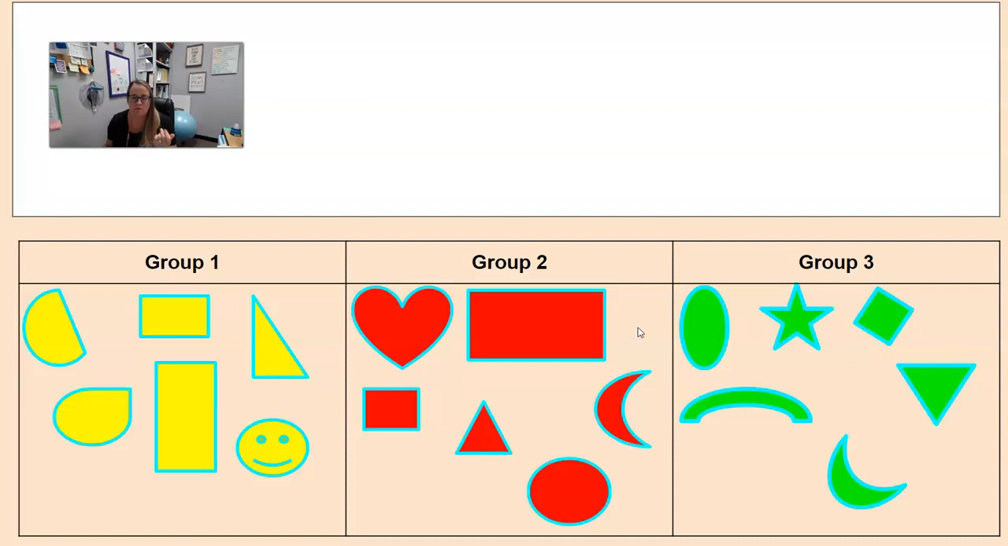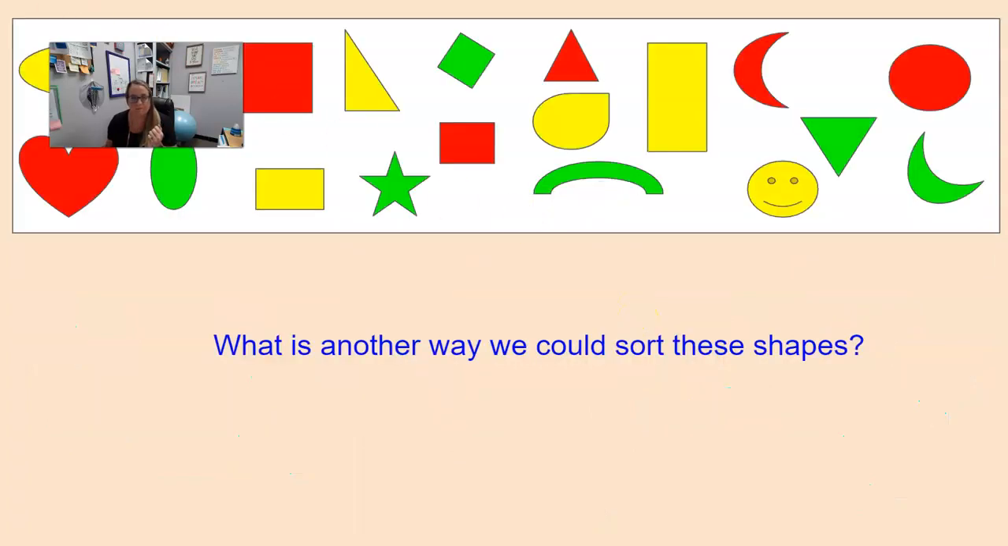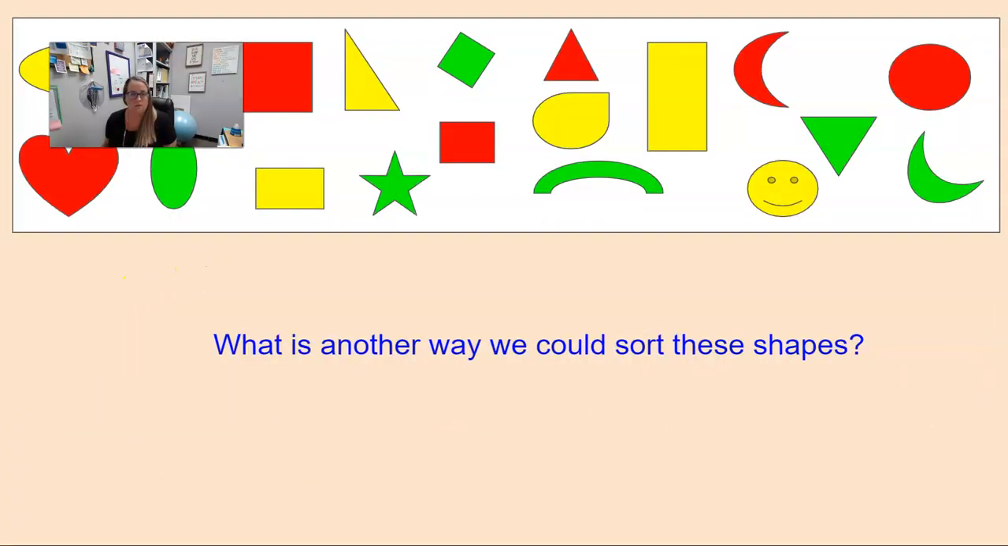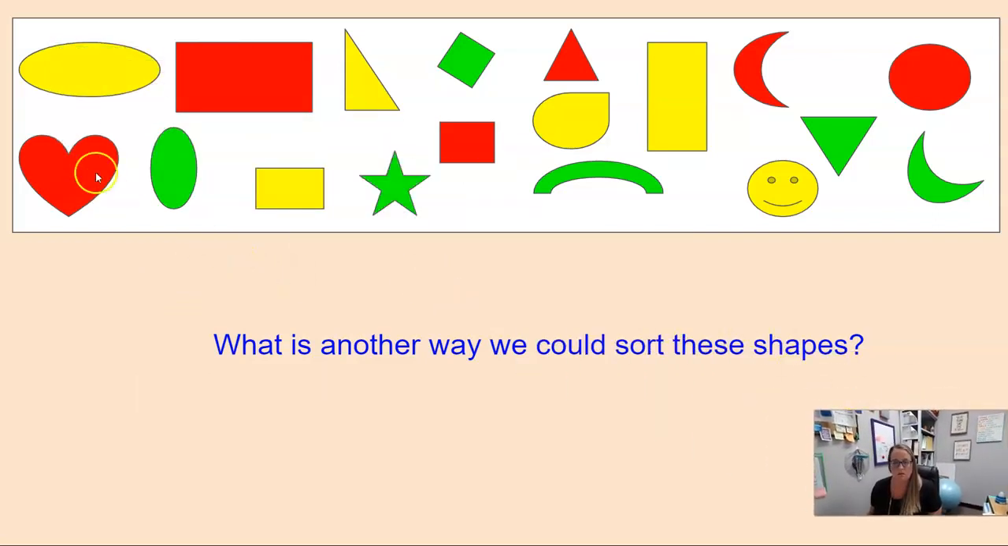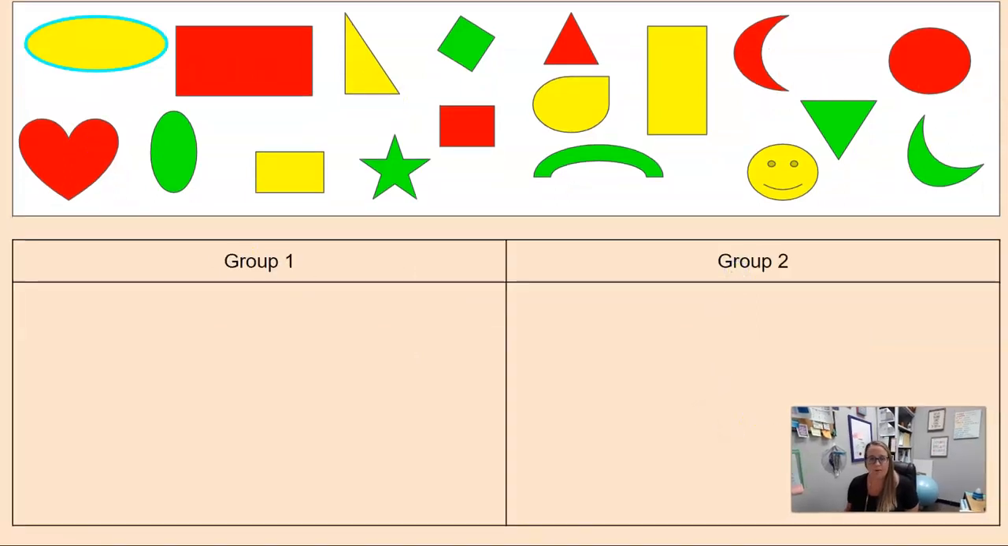How did I sort these? That's right. I sorted them by color. Now that's one way we can sort, but there are lots of other ways we can sort. So let's look at another way we can sort. So what is another way we could sort these shapes? It's the same exact shapes we just looked at. And this time I want to put them into 2 groups. I want you to try to figure out what I actually did.